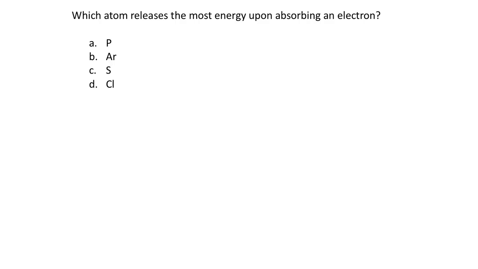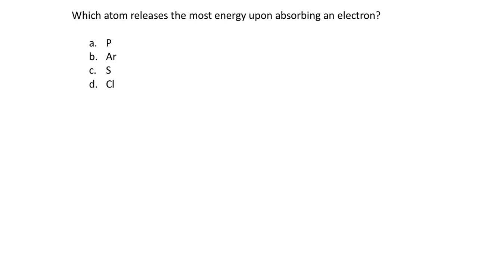What about electron affinity? Electron affinity is the energy associated with absorbing an electron. So which atom releases the most energy? Electron affinities are often negative. There are some groups of elements that are positive, like the noble gases, which are the highest. They have the highest overall electron affinity.